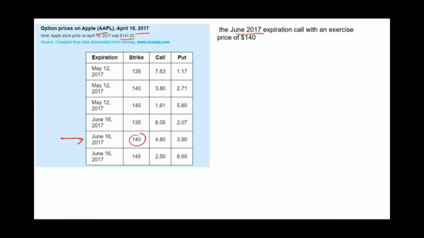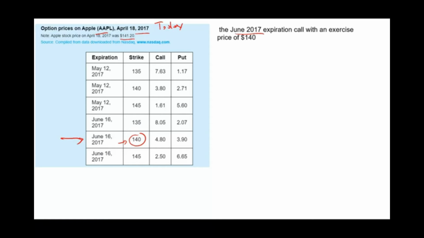What does that mean? We are standing today, April 18, 2017, and here's what happened. We have an option on June 16th with a strike price of 140. What does a strike price mean? Well, if you want to buy Apple for 140 on June 16th, which is 2 months from now, you can buy it for 140, 2 months from now.